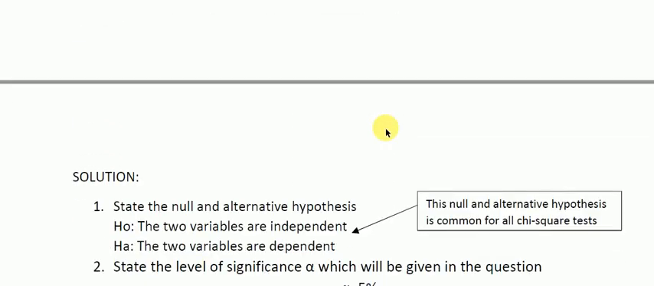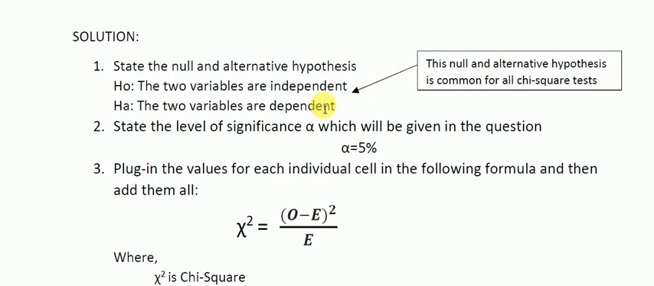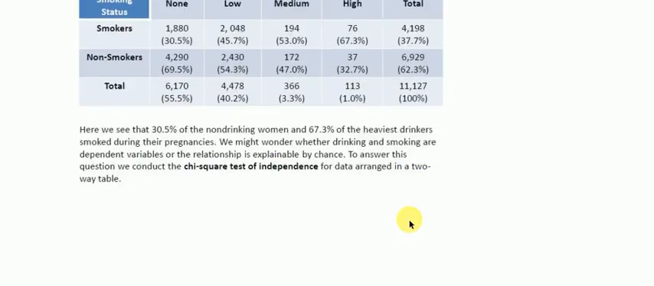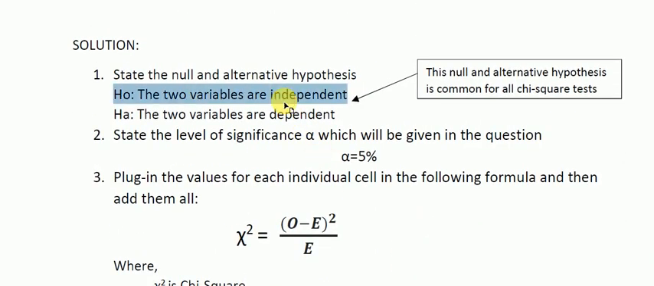So let's see how we perform the chi-square test. You will have to state the null and alternative hypotheses. In the case of the chi-square test, we have this common null and alternative hypothesis. The null hypothesis states that the two variables are independent. This is the chi-square test of independence. What we assume is that the two variables are independent of each other. There is no relationship between smoking and alcohol consumption whatsoever, and the relationship that we are seeing crudely is just by chance. The alternative hypothesis states that the two variables are dependent upon each other.